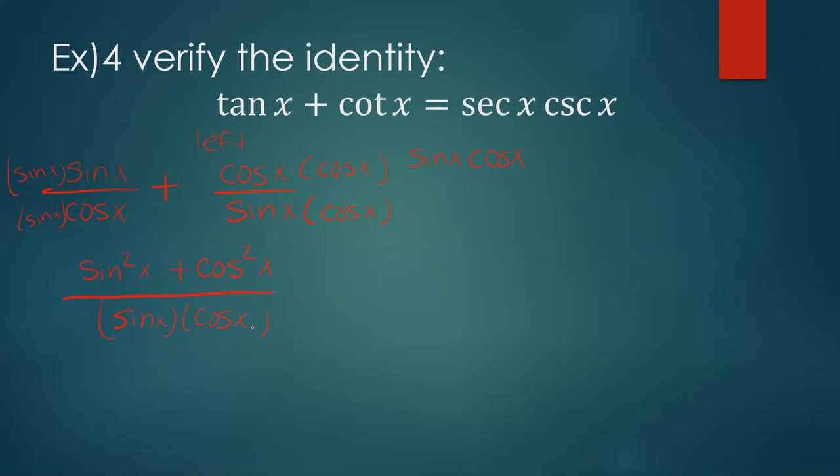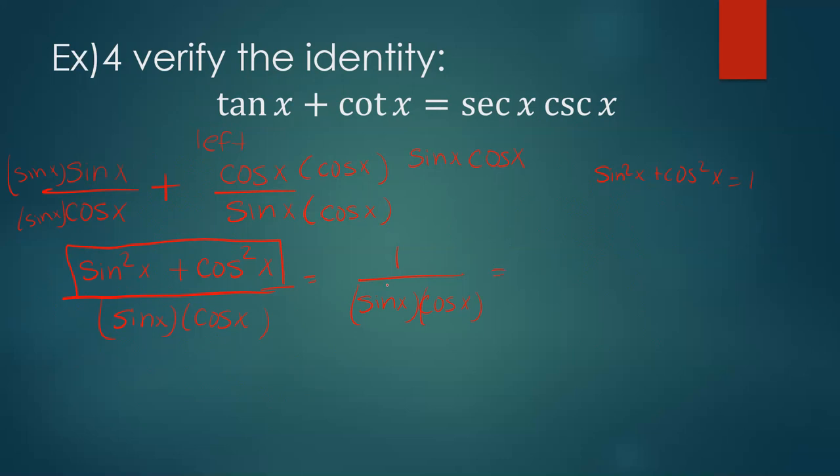Okay, does it look like the right side yet? Not quite, so we have to do more tweaking. Starting with our numerator, this sine square x plus cosine square x is one of our Pythagorean identities, right? You recall that sine square x plus cosine square x equals 1. So you can replace this whole thing by 1, and on the bottom, it's just sine of x times cosine of x. Now, does it look like the right side? No, but we're almost there.